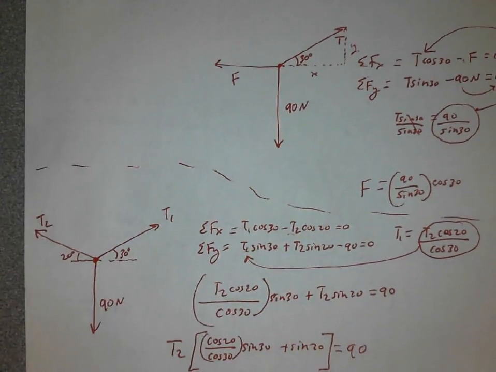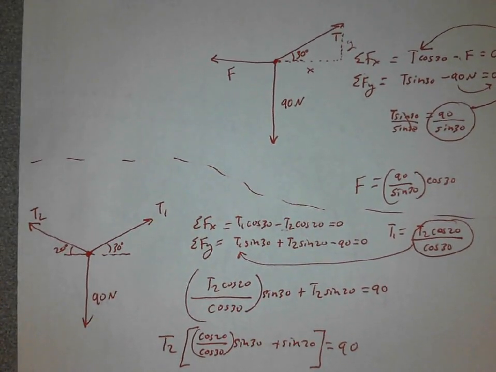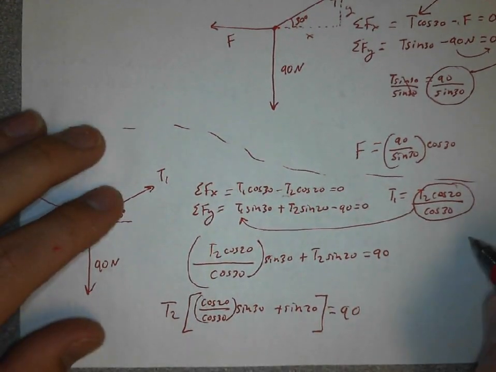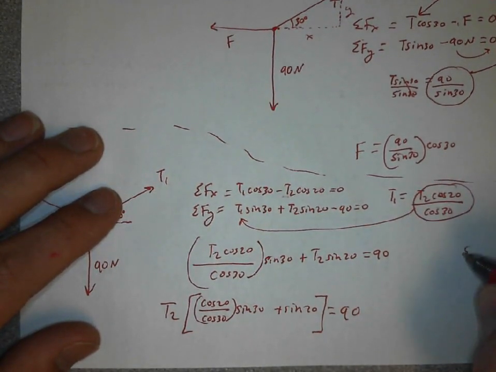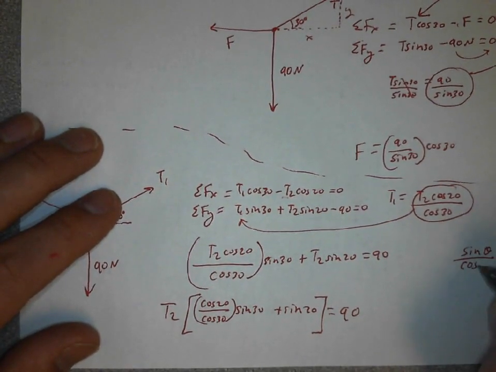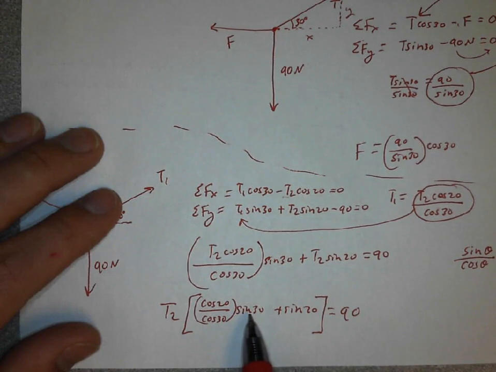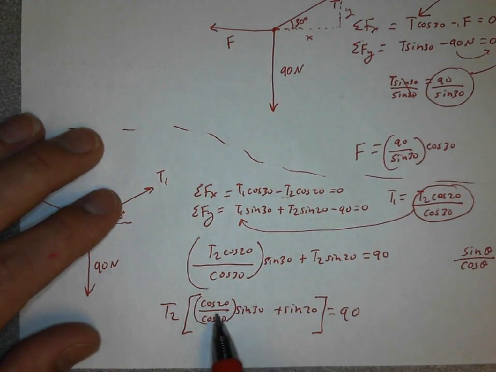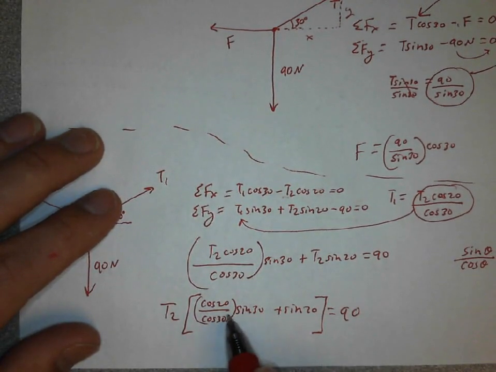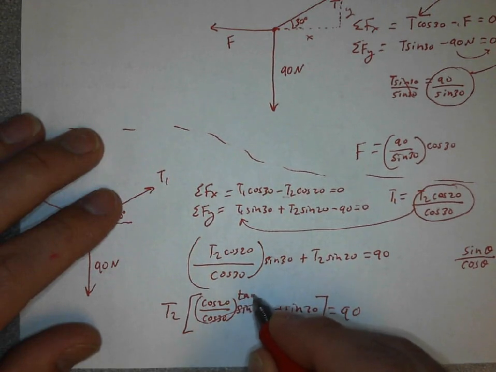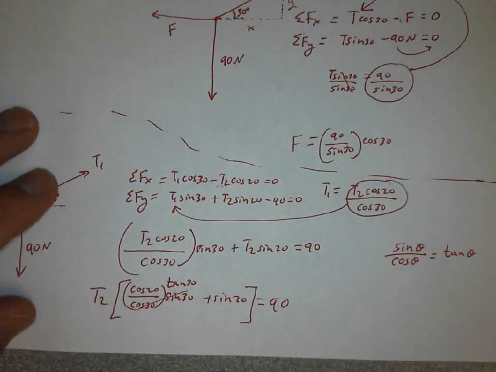Now we can simplify this a little bit. You don't need to do this, but it'll make it easier to put in your calculator, so it's up to you. If you have sine of an angle divided by cosine of the same angle, that equals tangent of that angle. So right here you have a sine of 30 divided by cosine of 30, and these two can become tangent 30. You don't need to do that, but it can make your life easier.